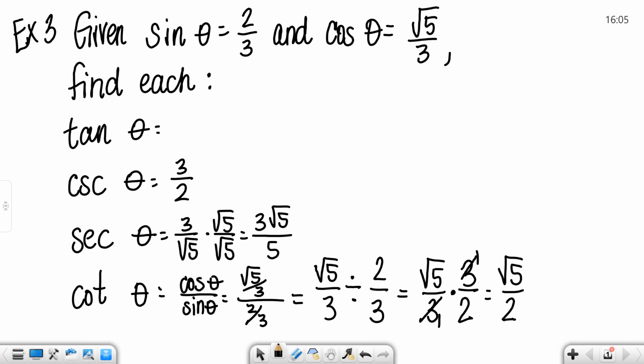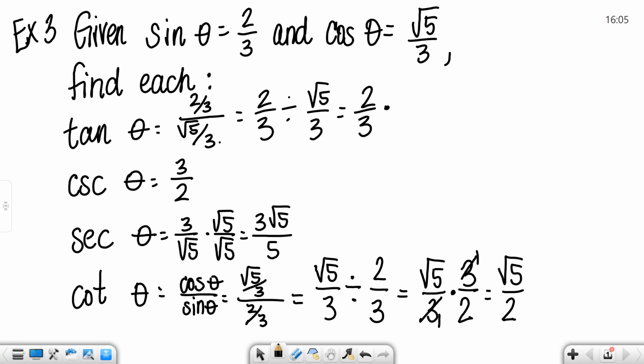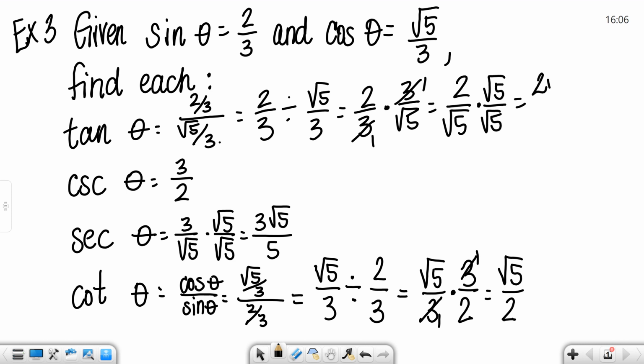So the only thing we're missing is the tangent. Well, tangent is sine over cosine. So 2/3 divided by square root of 5 over 3. Use our same little process. 2/3 times 3 over the square root of 5. Yay! I get 2 over the square root of 5. Oh, but you can't leave a square root in the denominator. So we rationalize, and I get 2 times the square root of 5 over 5. So that's how we will use those little reciprocals to help us out.